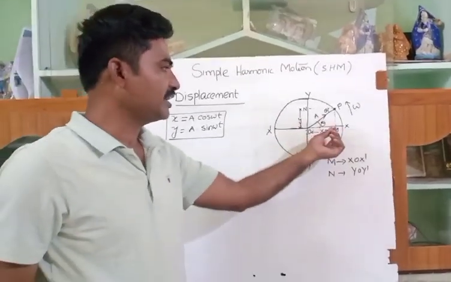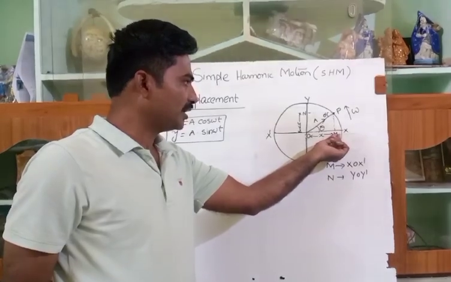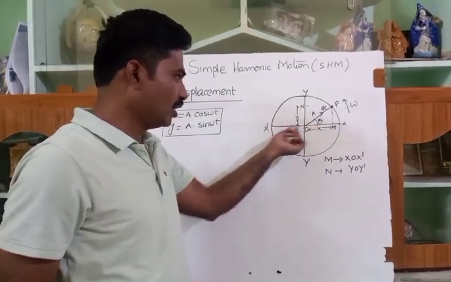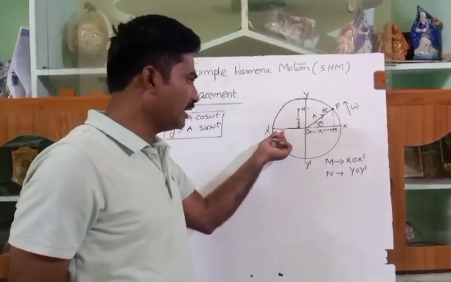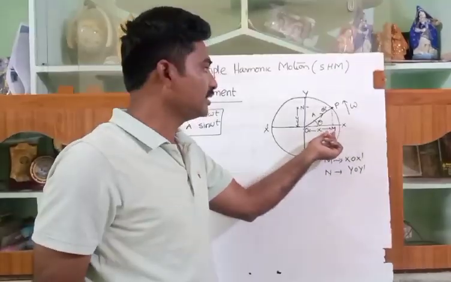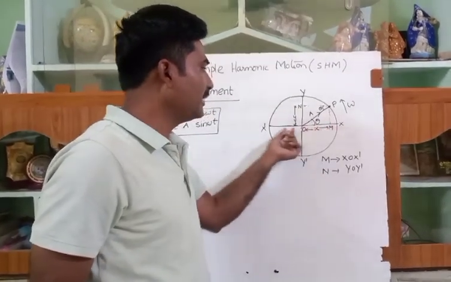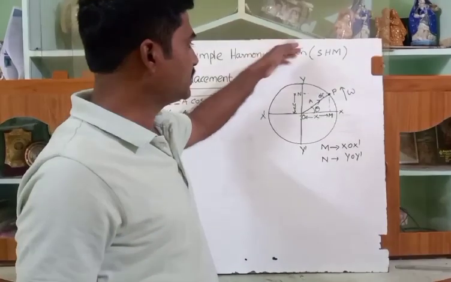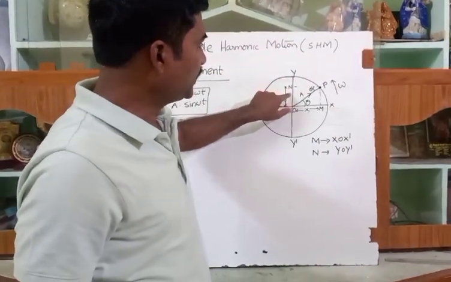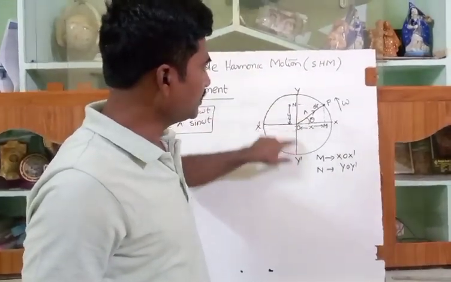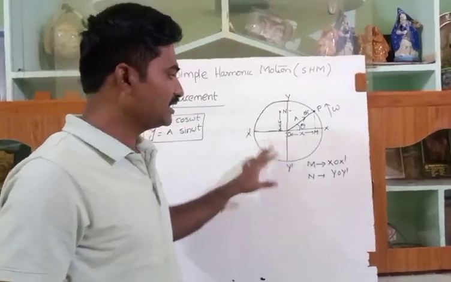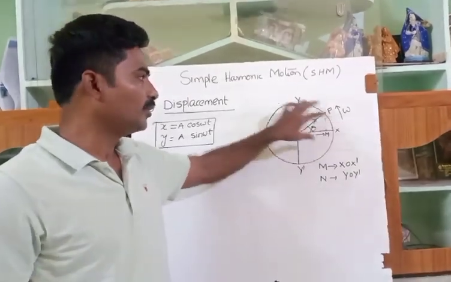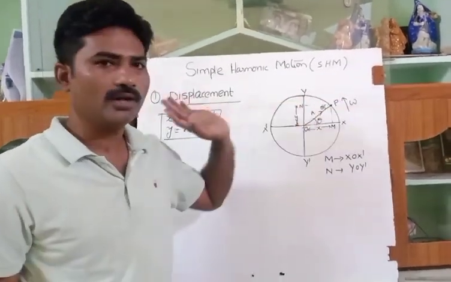Here from this we understand that the foot of the perpendicular m moving along the diameter, see this, is moving towards x dash and again moving towards x. That is, the foot of the perpendicular moves back and forth along the diameter xO x dash. In the same way, the foot of the perpendicular n also moves along the diameter y O y dash. So this is the best example of uniform circular motion of a particle moving with a velocity omega.